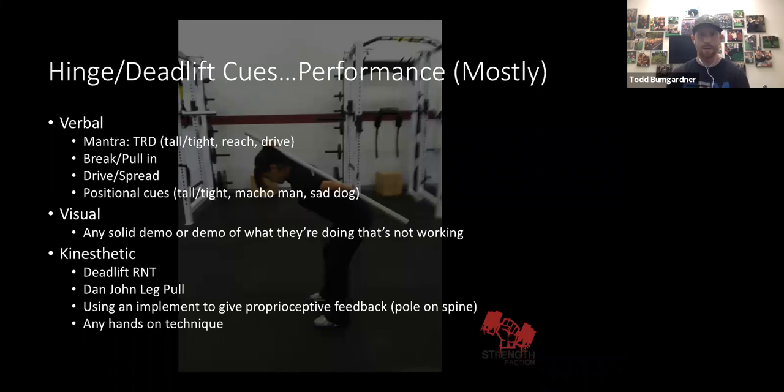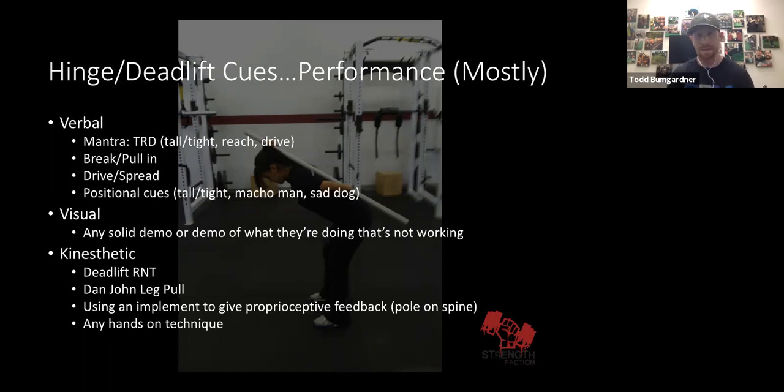So we want to break the bar or pull it in, whatever implement. If we have a kettlebell between our legs, we're going to snap the handle. If we have a bar in front of us, we're going to pull the bar into our legs. We're going to drive the floor away. If we're doing a sumo deadlift, we're going to have to spread too. And then we use our positional cues to help people find where they need to start and finish with tall and tight. If they're too macho man, you let them know. If they're too sad dog, you let them know that.